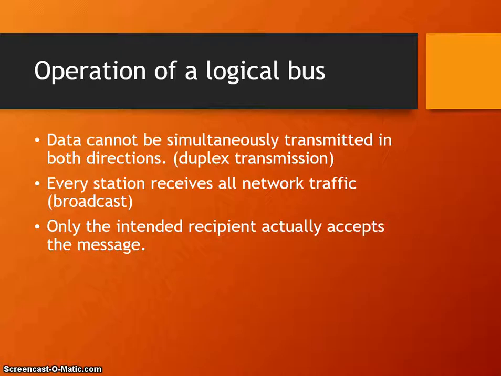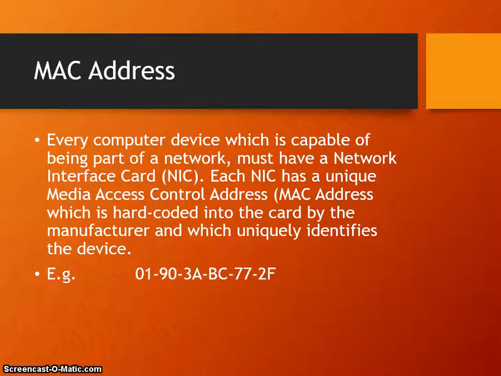Devices connected to networks use an IP address, which is a software address. But they also have another address, and that address is known as a MAC address. Now, every single device that has the capability of connecting to a network in any way has a hardware inbuilt address, and that is known as a MAC address, which is a media access control address. Every computer device which is capable of being part of a network must also have a network interface card, a NIC. Here is an example of a MAC address.